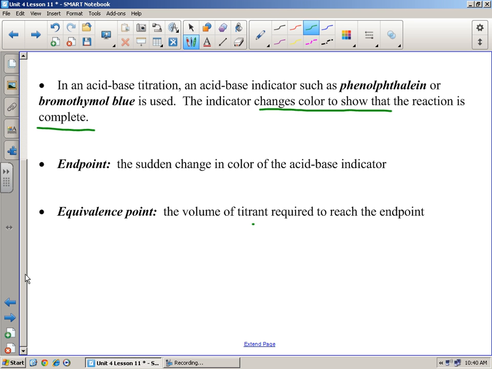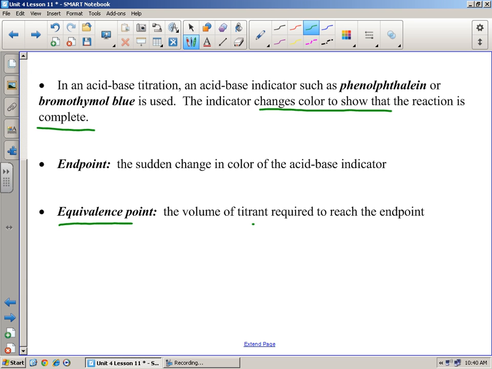Two definitions that go with that are the following. Endpoint. You have to know these definitions as well. So this might be just a straight definition for these two on the Unit 4 test or the final exam. So the endpoint is the sudden change of color. It is what we would consider a qualitative observation. The sudden change of color, that is the endpoint.